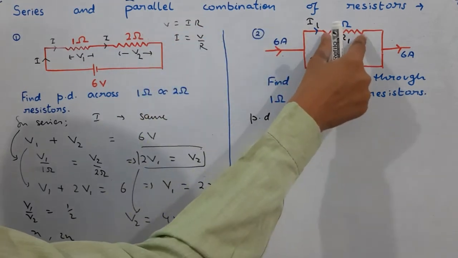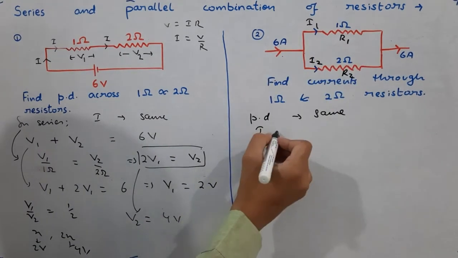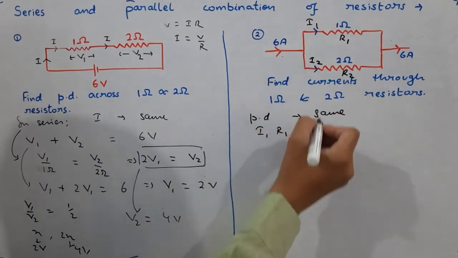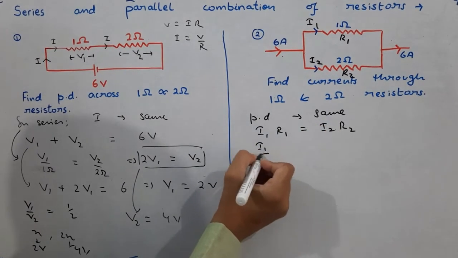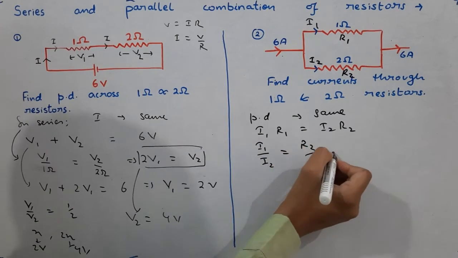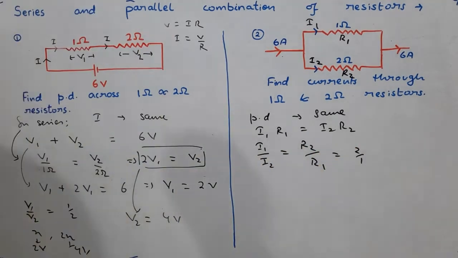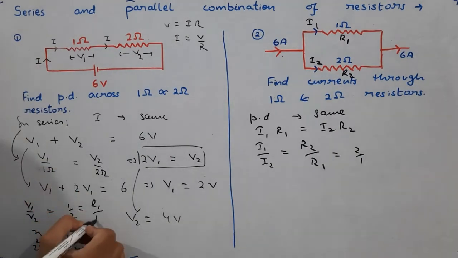But what is this V according to Ohm's law? It is I1 times R1, and this will be I2 times R2. Therefore, I1 by I2 is equal to R2 by R1, which is equal to 2 by 1. Is it clear? Here we had got V1 by V2 is equal to R1 by R2.